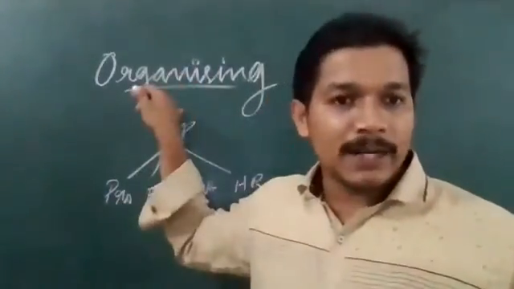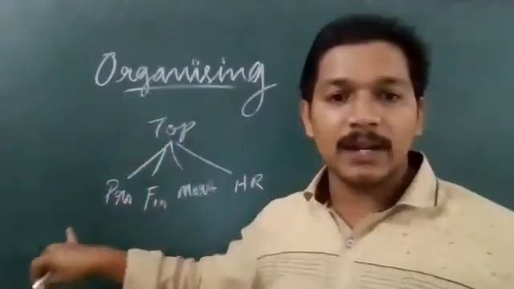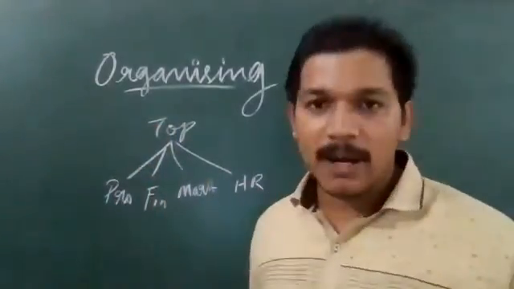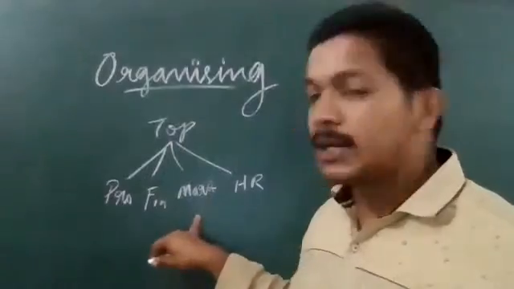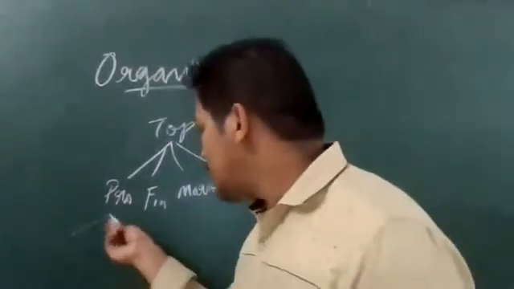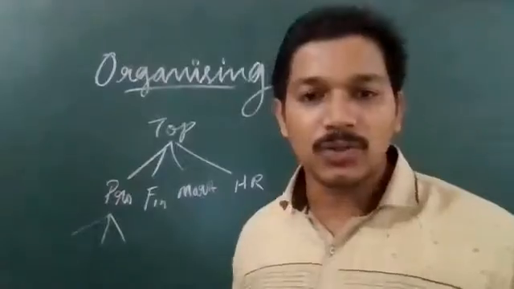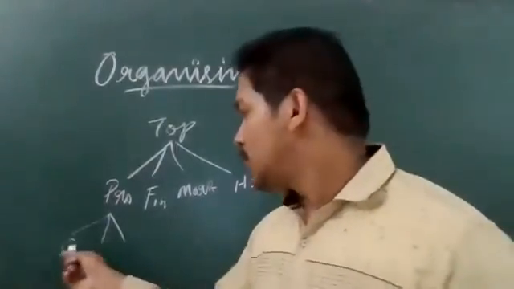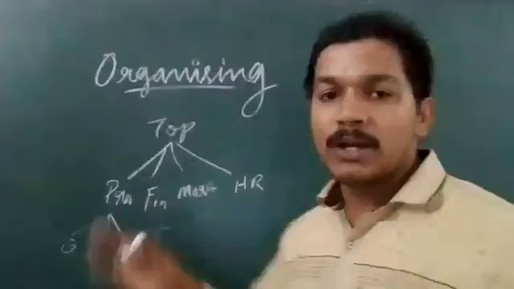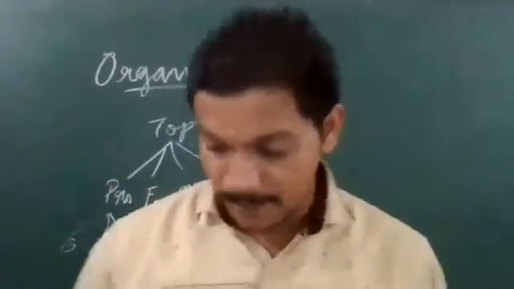So there is top level management, and under it there are 4 divisions: the production department, finance department, marketing department, and the human resource department. Under the production department, there are various activities to be performed. That also will be decided, how many areas will be there. Under the finance department, what are the activities to be performed? All this framework is made.